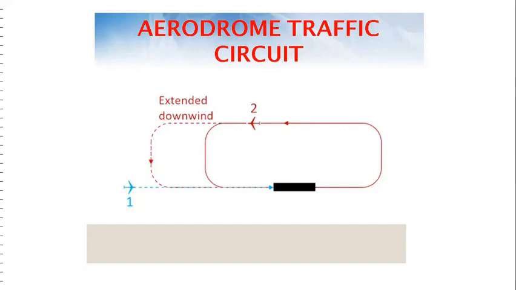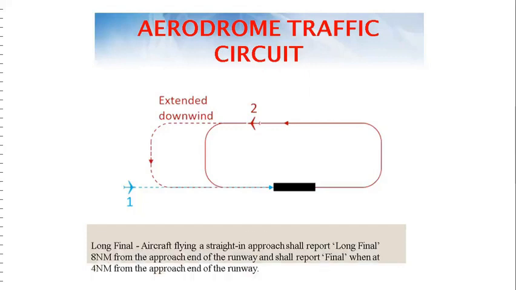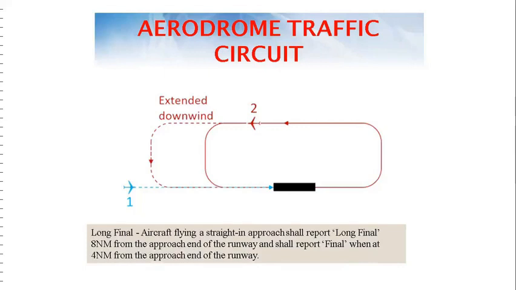Here, the red aircraft, which is shown as number 2 for landing, will continue on the downwind leg if the controller says to extend the downwind, so that adequate spacing with the blue number 1 for landing is achieved. Thereafter, as per the reporting procedures, aircraft will report long final when it is 8 nautical miles straight in from the approach end of the runway, and shall report final when it is 4 nautical miles from the approach end of the runway.